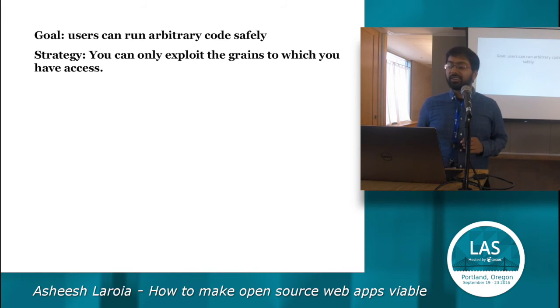Like I said, we have this goal that users can run arbitrary code safely, and the biggest way that we make this true is by doing access control, really. Because if the recipient of a sharing link can access that one document, maybe they can exploit a zero-day in Etherpad. And by doing so, they can maybe upgrade their read access to write access. And this is just not that exciting. So if you can only exploit the grains to which you have access, then that actually solves a vast number of security problems. And we did a bit of research on this.